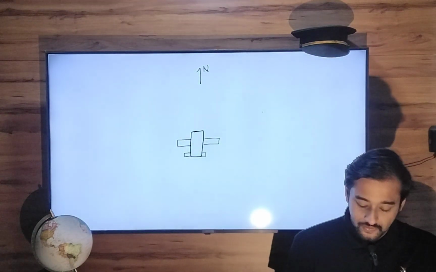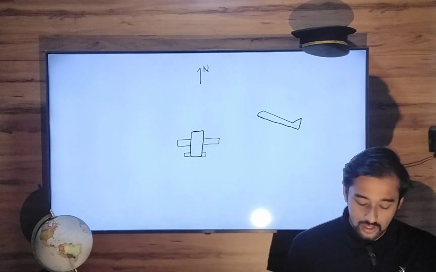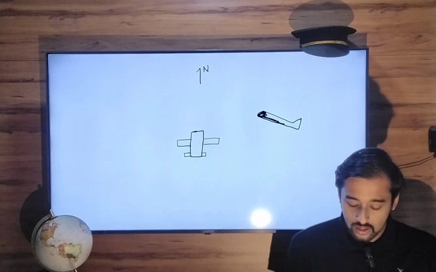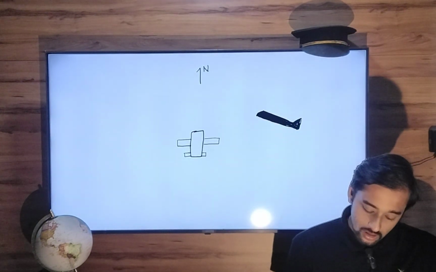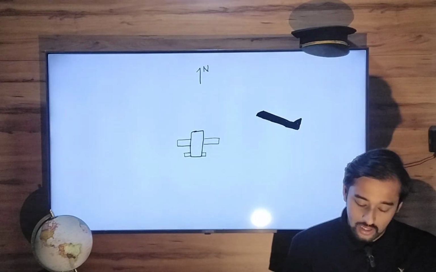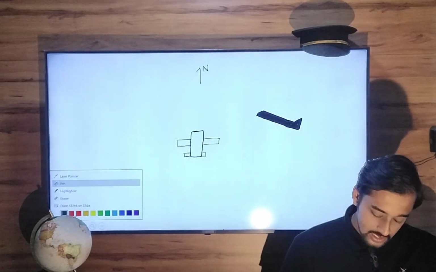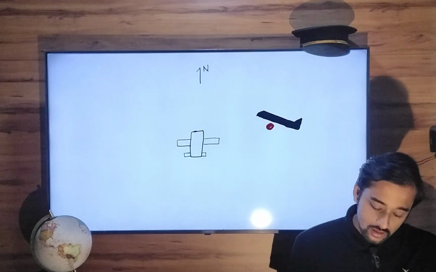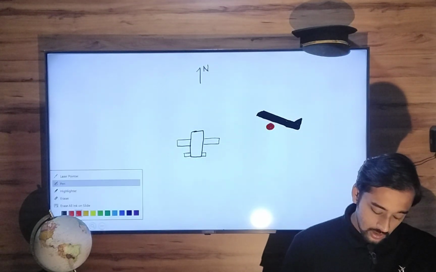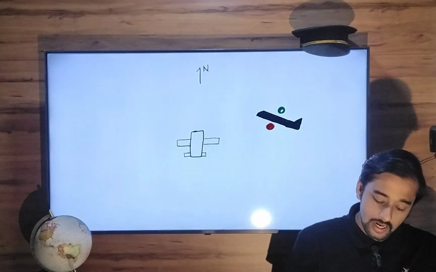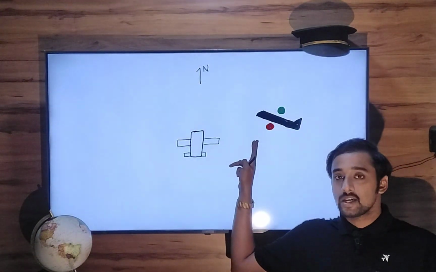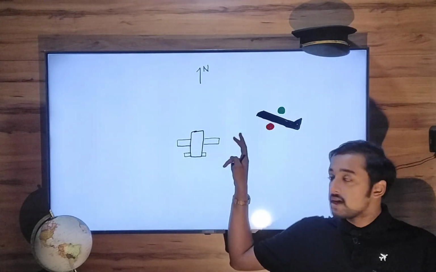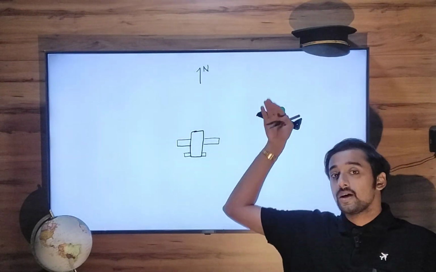So that means aircraft on the right with red navigation light inside. Always there is a red navigation light on the left wing and a green navigation light on the right wing. So if there is an aircraft to your right hand side, only the red navigation light will be visible to you. The green navigation light won't be visible because it's on the other side.